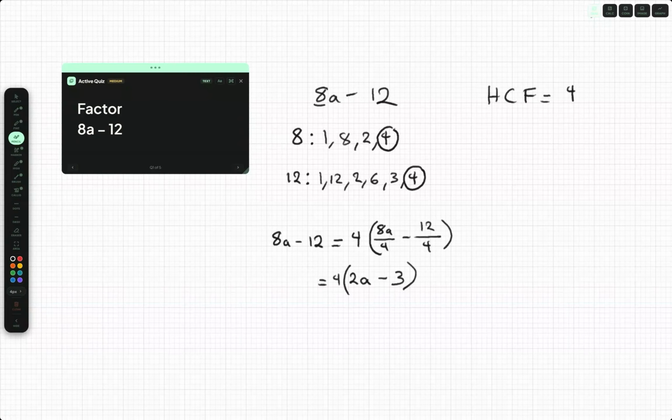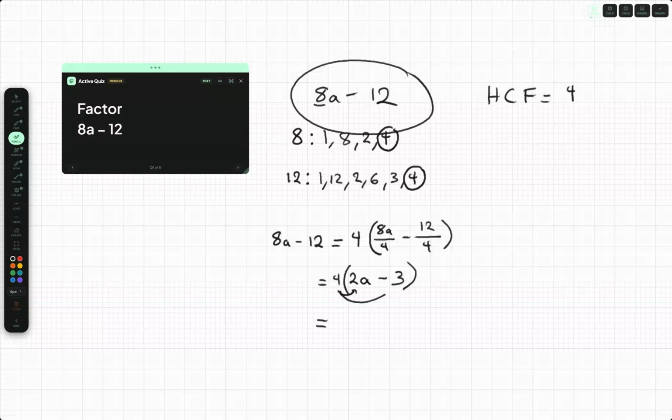Okay, so this is another way of writing out this expression up here. And if you multiply this out, just like we did with the expanding, you could get back to our original expression. So 4 times 2a is 8a, and 4 times minus 3 is minus 12. And we're right back to where we started.